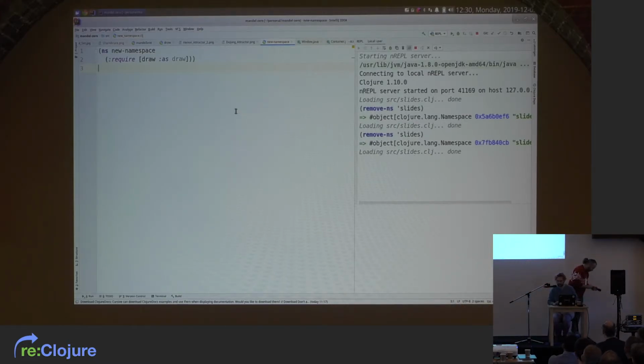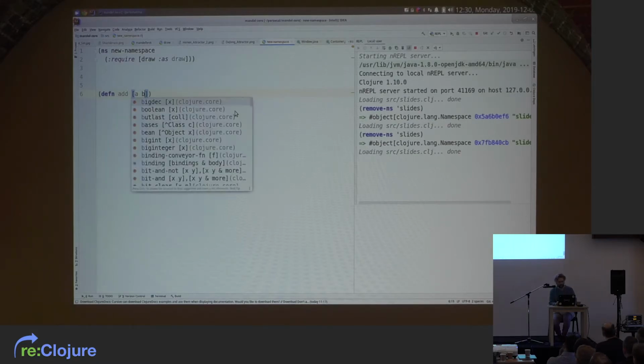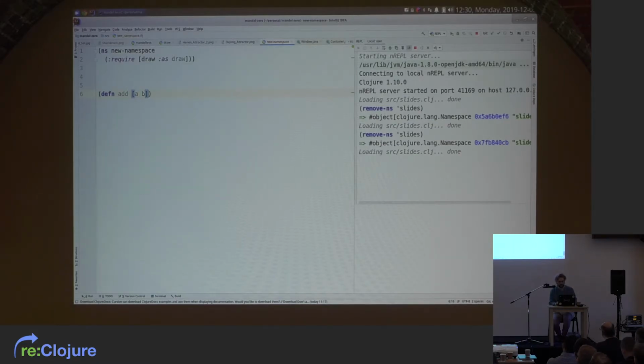Yeah. Great, fantastic. So we're going to code a Mandelbrot set renderer. The first thing we're going to need is to do some maths on complex numbers. So let's start by saying we're going to need to add complex numbers, so we'll have an add function. And we're going to add two complex numbers, A and B. But what are our complex numbers going to be? How are we going to represent those? Well, I think the most idiomatic Clojurian way to represent them would be as a vector.